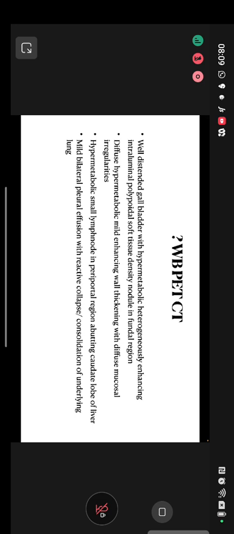So these are the findings of the FDG PET-CT. So how will you proceed? So it is looking localized. Localized. So how do you proceed? What do you do then?